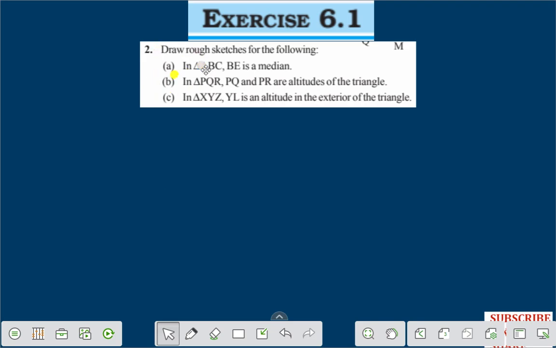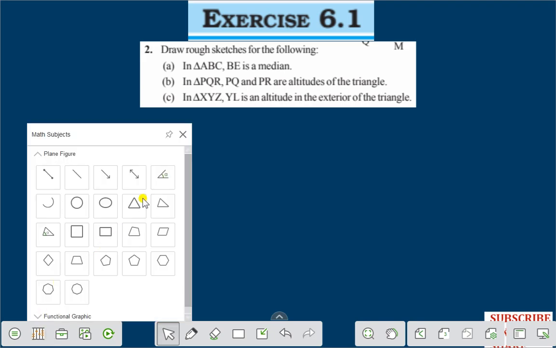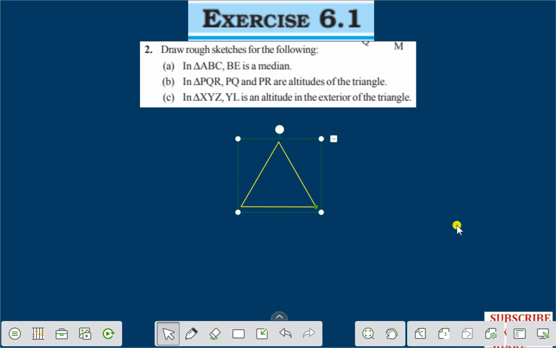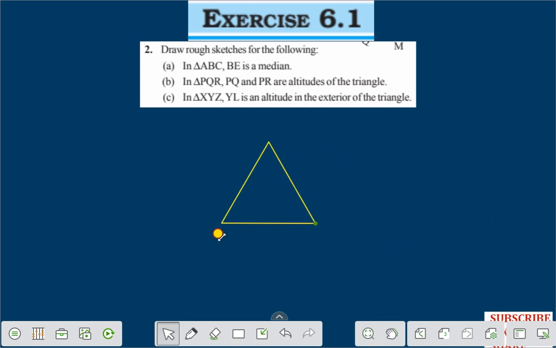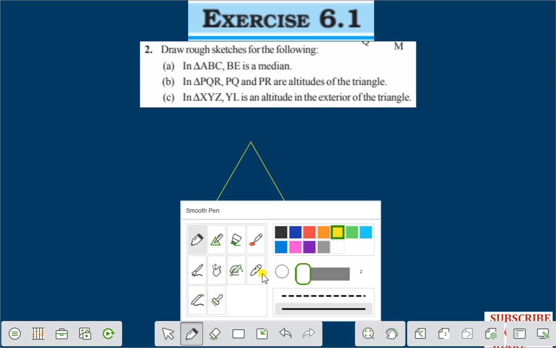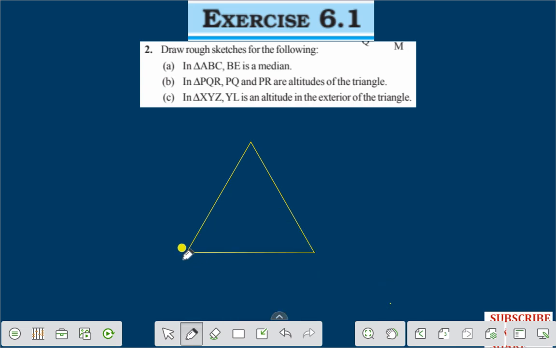Right? Let us first draw a triangle ABC. Here we are taking a triangle ABC. Now we change the color of the triangle to yellow. Right? Now we write the name of the triangle: this is A, this is B, and this is C.